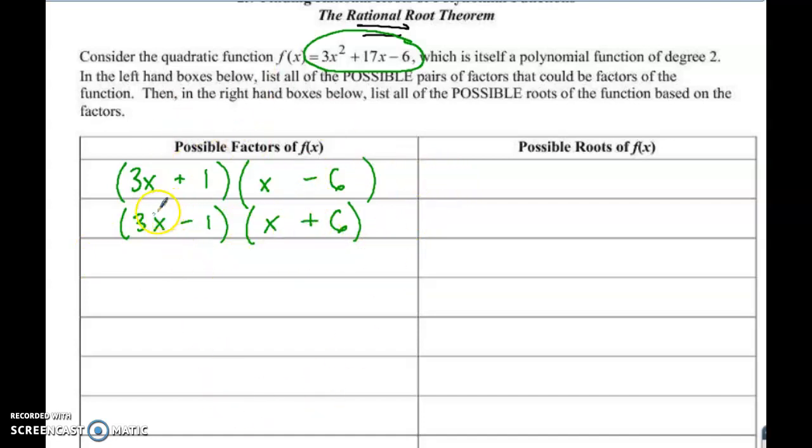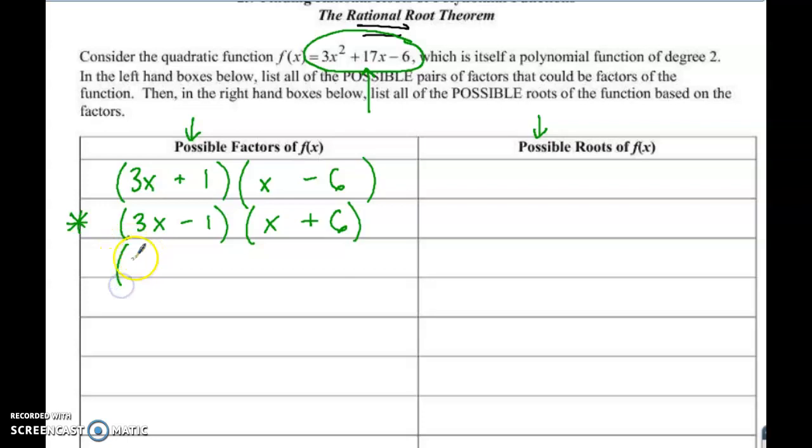If you want to be a stickler about it, this is actually the correct one, because you get 18x minus 1x to get 17x. But I'm not asking what the exact answer is. I'm asking for possible. So I'm ignoring this middle term right now. I really don't care, because we're going to get into cubics, quartics and quintics, and it's not really a methodical thing. It's just a guess and check.